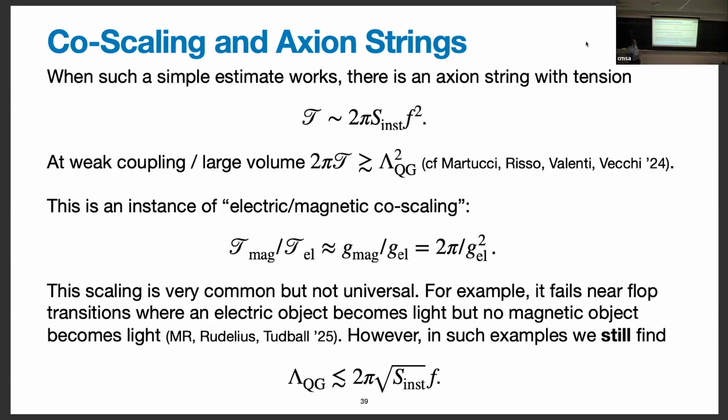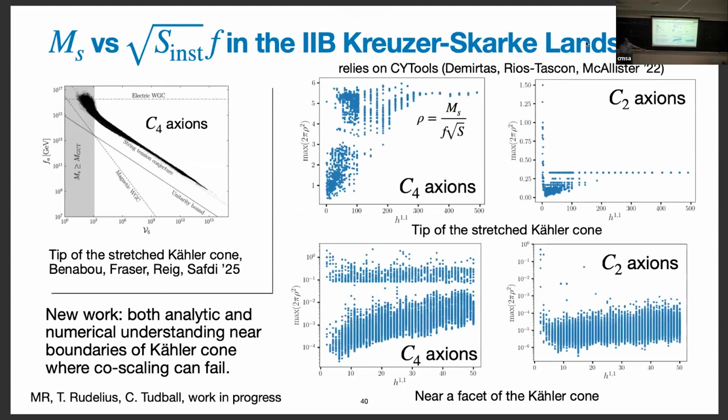This is very common in examples. It's not universal. There are corners of string theory where it doesn't happen, like near flop transitions where some electric object becomes light, but no corresponding magnetic object does. But then we went and checked the examples where this argument doesn't work. Just examples we can explicitly understand. And we still find that this relationship was true in all of those examples. So it seems pretty robust. And this is something we're doing now.